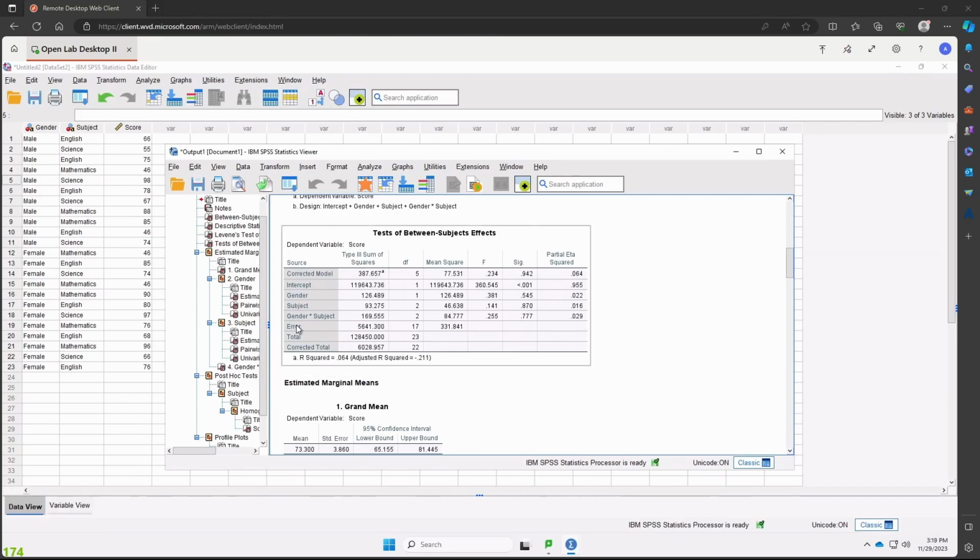And if we take a look at gender times subject, that is also not statistically significant, and the partial eta squared is 0.029. So 0.029 of the score can be explained by gender times subject, which is larger than subject alone. So you can see 0.029 is larger than subject.